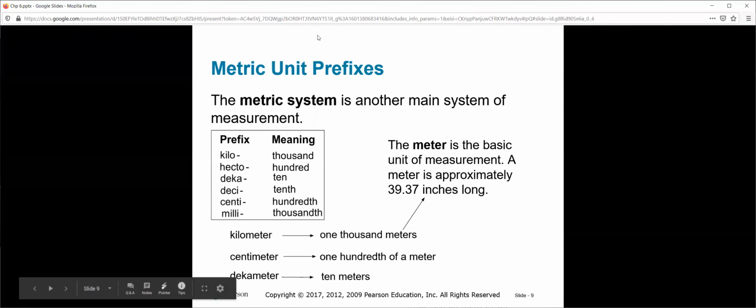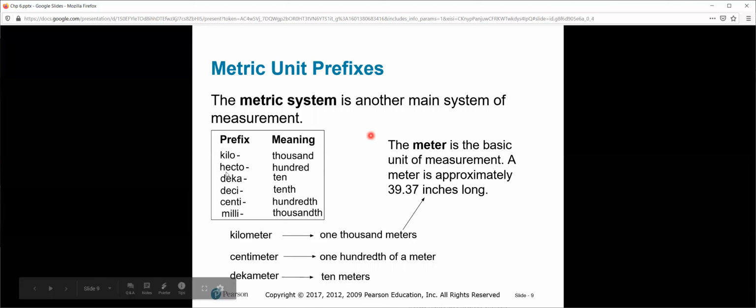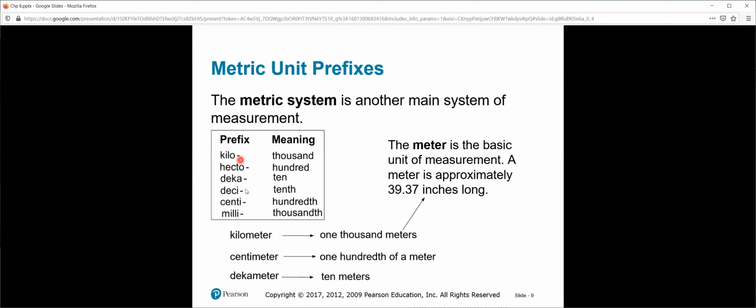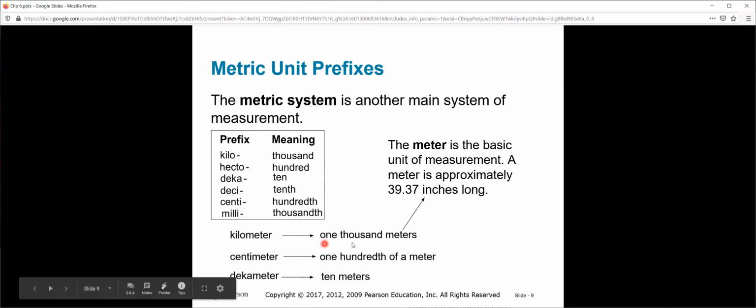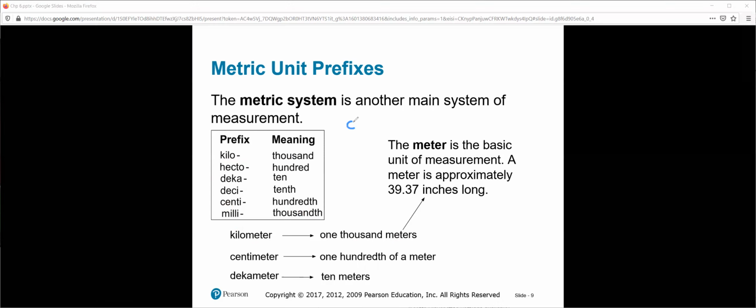Since kilo means 1,000, a kilometer is 1,000 meters. Since centi means 100th, right? And to remind us, 100th, right? 10th.